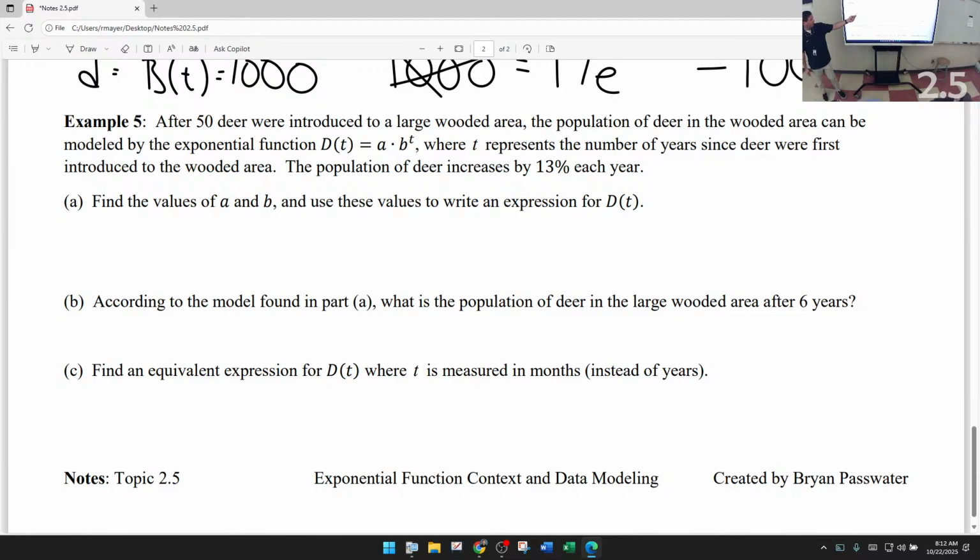Find the values of A. Oh, this one finds the values of A and B. And use these values to write the expression for D sub T. So that one you're going to have to find the equation. They didn't give you the equation in this one. That's a test question. They're not going to give you the equation. You got to find it.